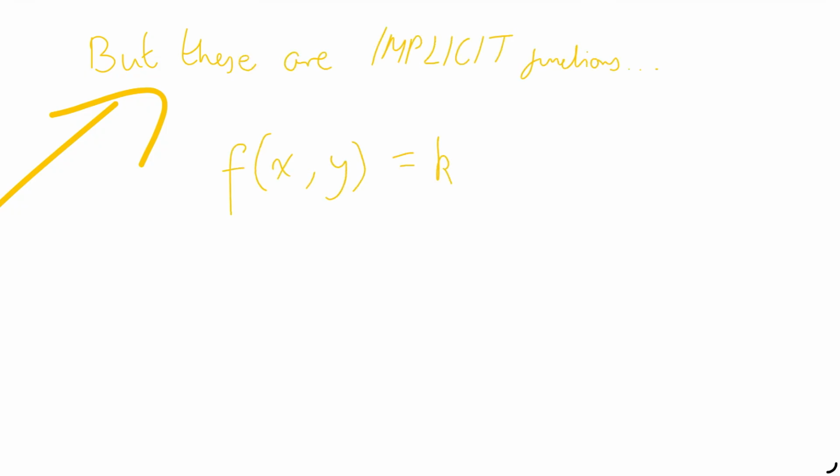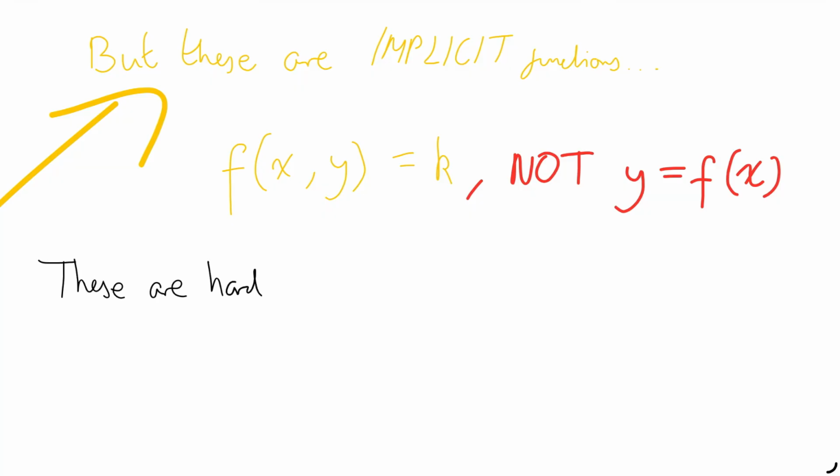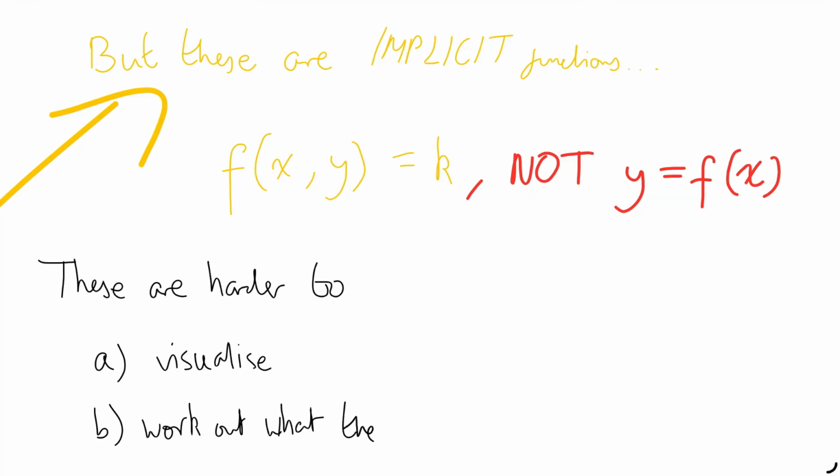But the thing with these two shapes is that they're defined implicitly. They're of the form f of x, y is k, instead of the more standard y is a function of x. And this means that they can be harder to A, visualize, and B, figure out what you need to change to get your desired result.